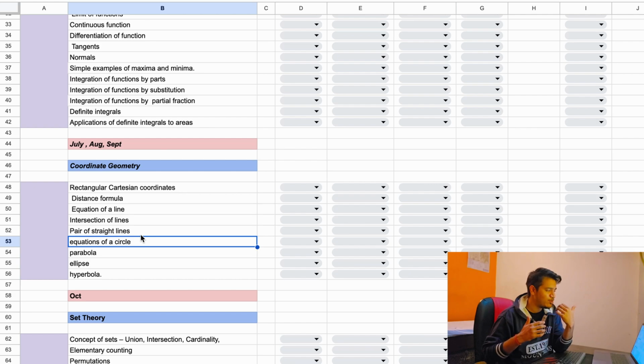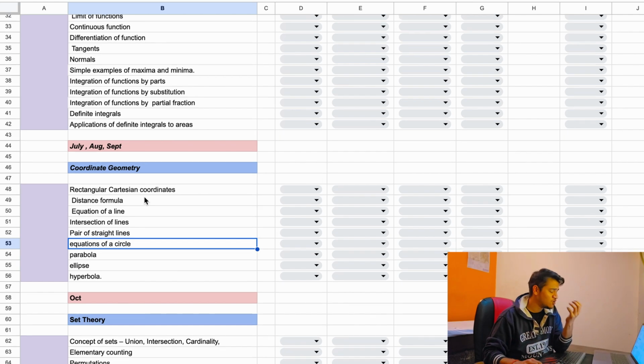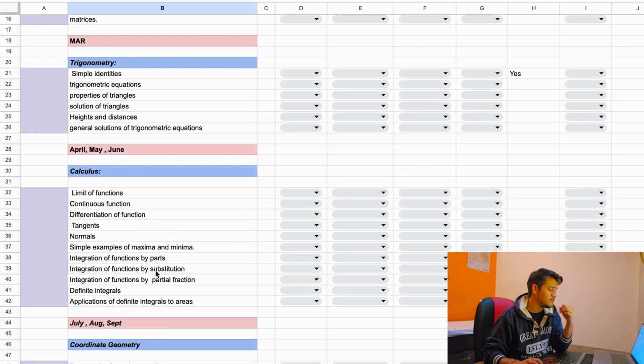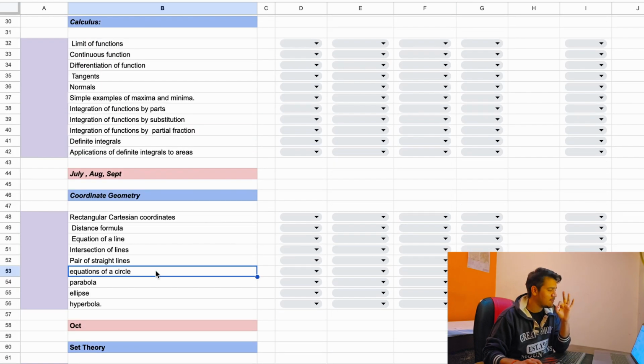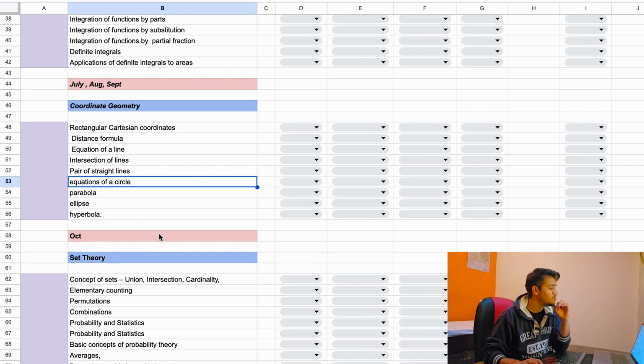Otherwise, if I had put it in 1 or 2 months, it would be too much pressure and too much stress on your head. So I'm giving 3 months so that you can take it easy, and in these 3 months you also have to revise these things. So considering that, I have given 3 months for this topic, then comes October.